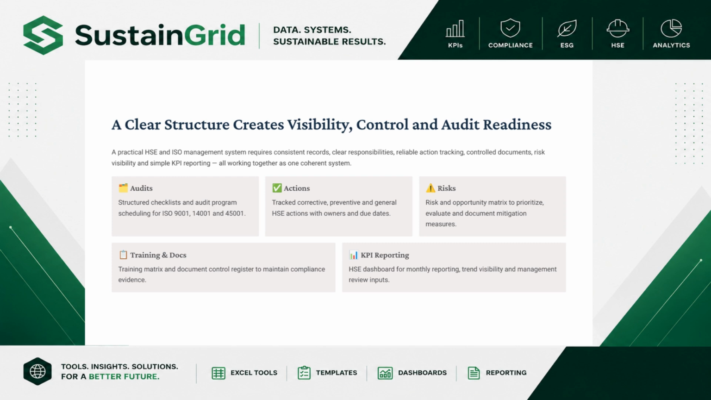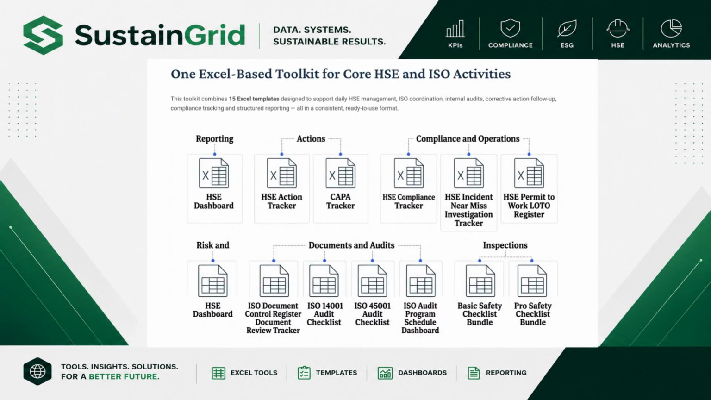A structured HSE and ISO management system needs more than individual spreadsheets. It needs consistent records, clear responsibilities, reliable action tracking, controlled documents, risk visibility, and simple KPI reporting. When audits, actions, risks, training, documents, and reporting are connected, teams can work with better control, better transparency, and stronger audit readiness.